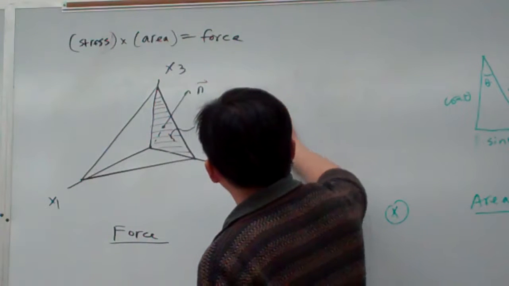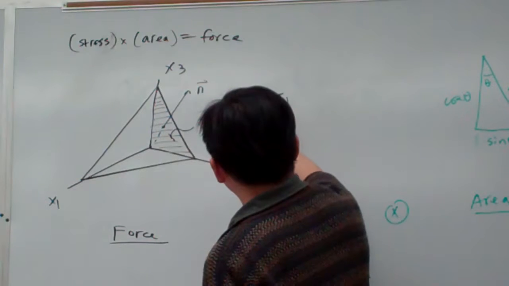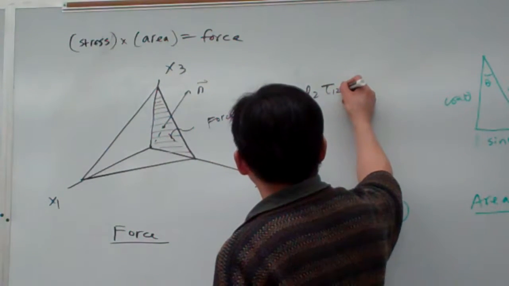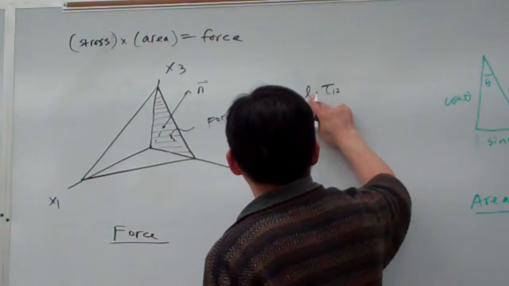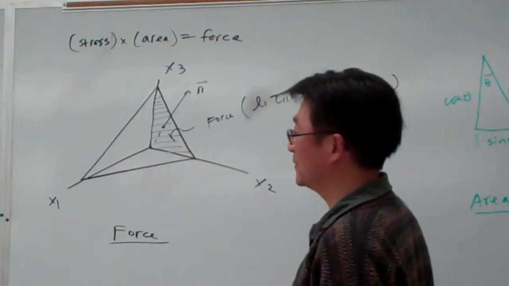Tau 11, L1, tau 11. Three components: L1 tau 11, L1 tau 12, and L1 tau 13. Yes. Okay, so then you apply that to everything else.